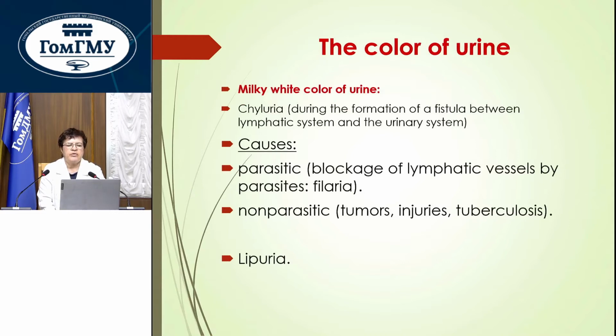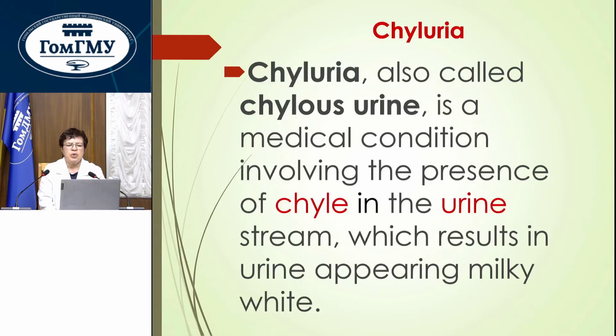Milky white color of urine, so-called chyluria, during the formation of a fistula between lymphatic system and the urinary system. Causes: parasitic, blockade of lymphatic vessels by parasites, filaria, for example. Non-parasitic, it will be in case of having tumors, injuries, and tuberculosis. Lipuria. Chyluria is a medical condition involving the presence of chyle in the urine stream, which results in urine appearing milky white.